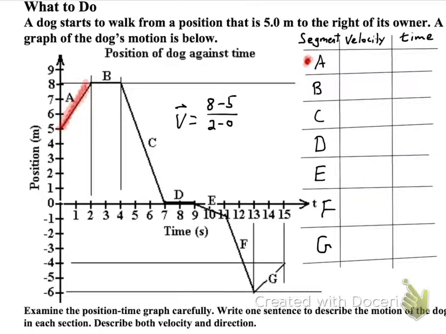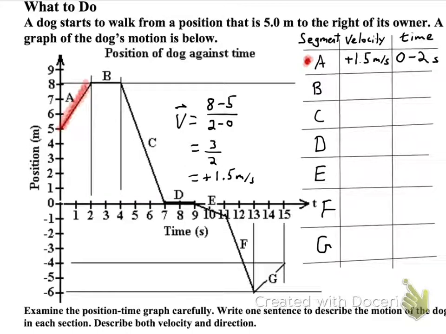Underneath is just our change in time. We started at a time of 0, we ended at a time of 2. 2 minus 0 is just 2. And if we do our math here, we get 3 divided by 2, or positive 1.5. We don't have units on there yet, but when I throw that in, we know that our velocity is 1.5 meters per second. And let's throw that in our table now.